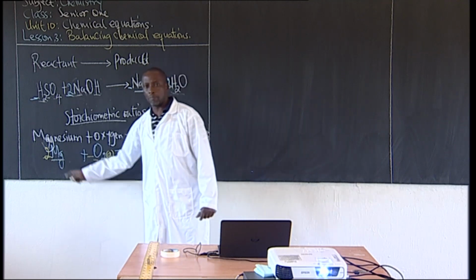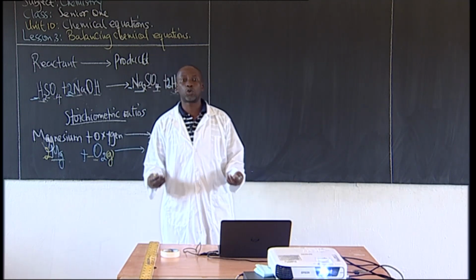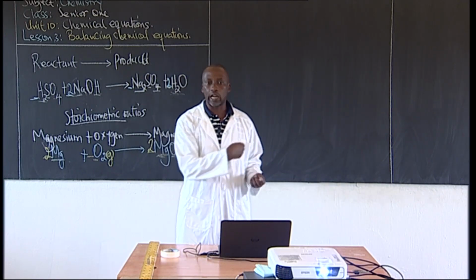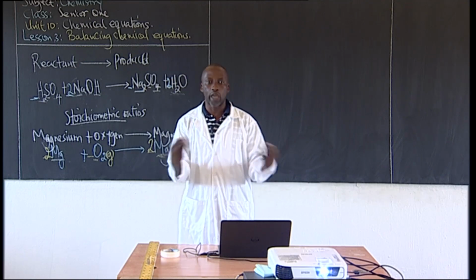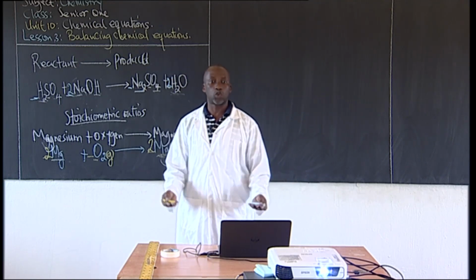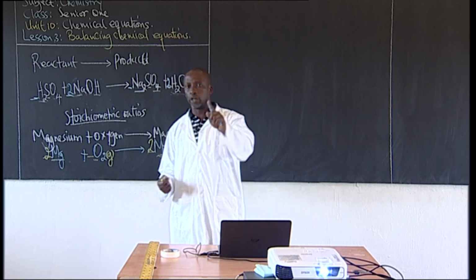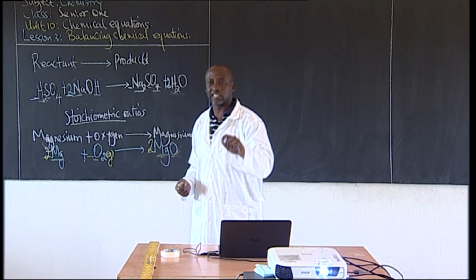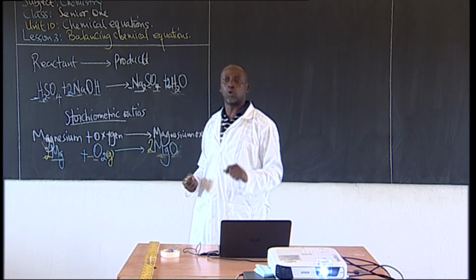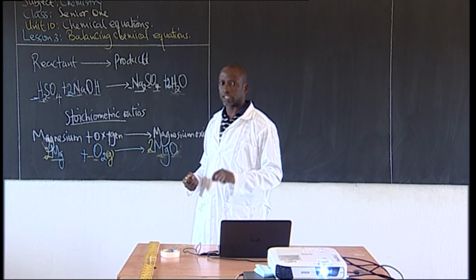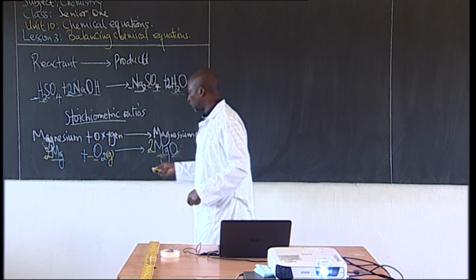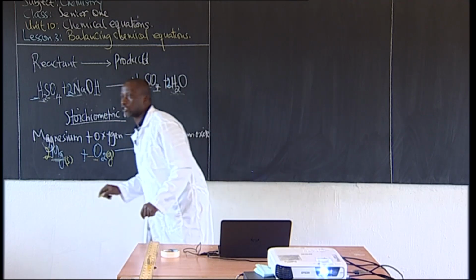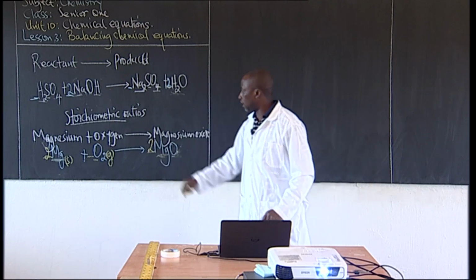So the magnesium is a metal. Metals exist as solids at room temperature. Just look around and see the metals around where you're seated. You'll see that they are solids, with the exception of only one metal, which is mercury. Mercury exists as a liquid. It is the only metal that exists as a liquid. Other metals exist as solids. So we need to put a small s in brackets like that.